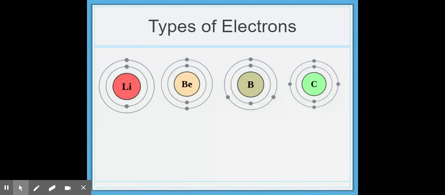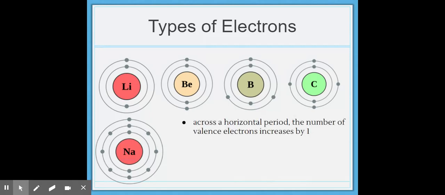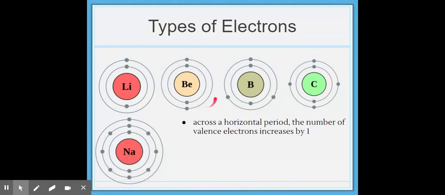This would be our shell model representation of all the elements in the second row, the second period. And this would be our sodium shell model, something in the third row, the third period. Across a horizontal period, the number of valence electrons increases by 1. Lithium has 1 valence electron, beryllium has 2, boron has 3, and carbon has 4. We find valence electrons by counting the electrons in this outermost ring, the valence shell. There are 2 valence electrons here because there are 2 electrons in this outermost shell.